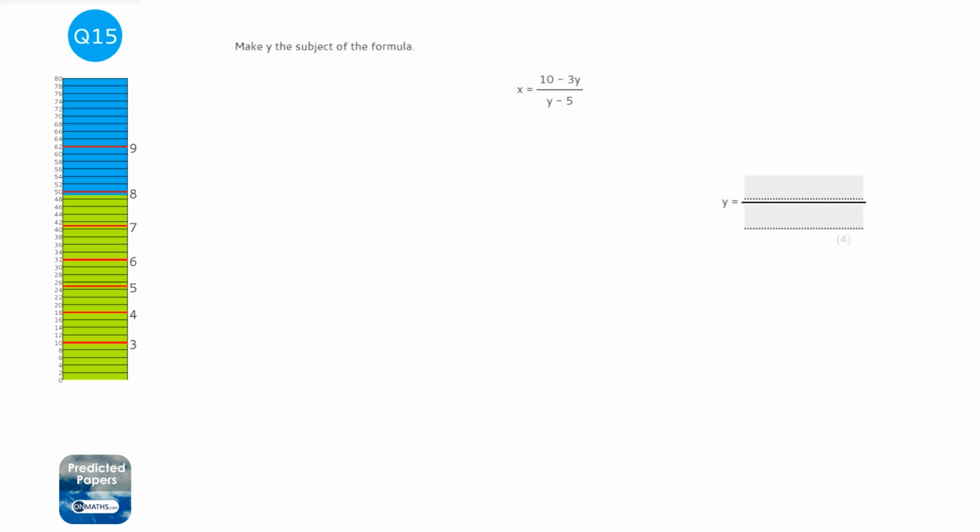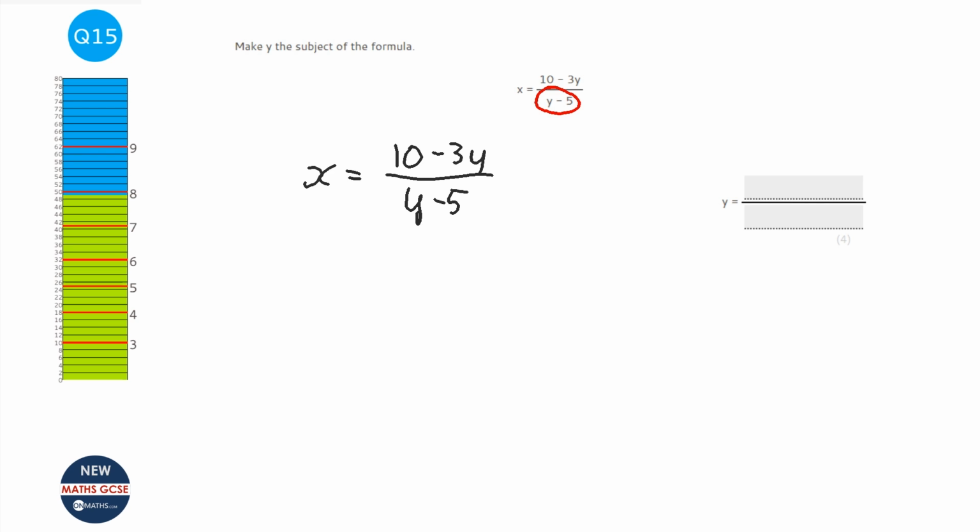Now, there are two things you always want to try and get rid of when you're rearranging equations or formulas. The first thing is fractions. So this fraction here we want to get rid of, and we do that by timesing both sides by y minus 5. So I'm going to write out the equation again just to make it a bit bigger. And we can imagine that there's brackets around the top and bottom of this, and that sometimes helps us to answer the question. I'm going to put my lines down.